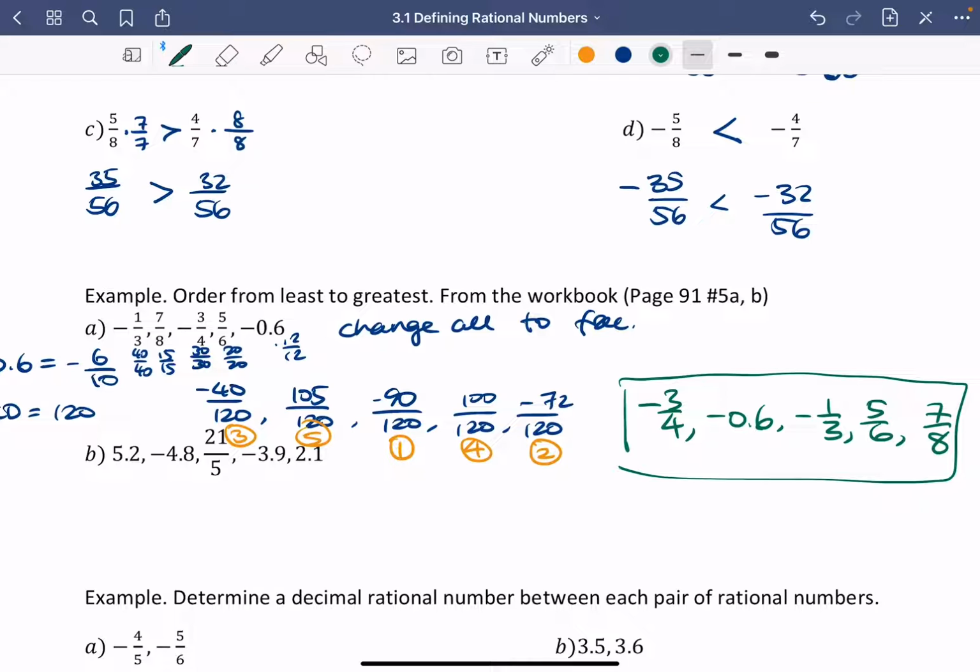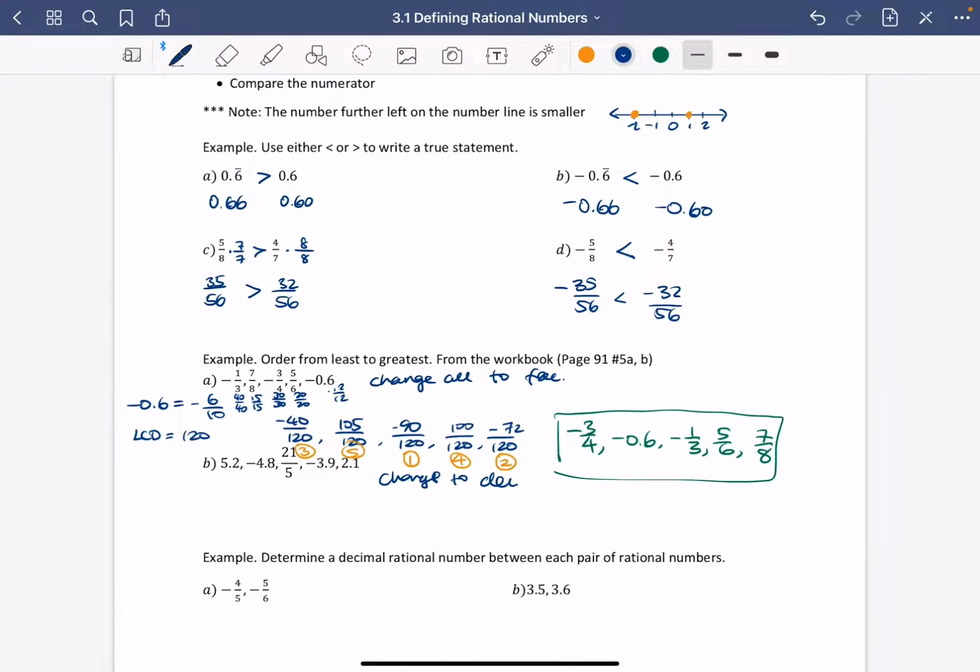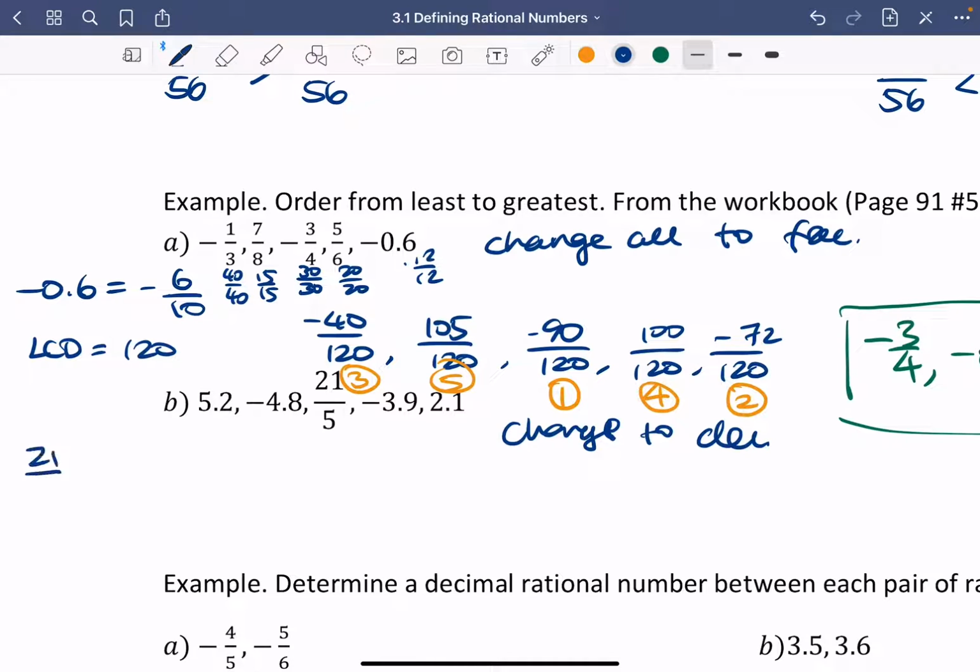And then for the second example, because most of the numbers are decimals, with only one fraction, we can change that number to a decimal. So 21 over 5 is actually just equal to 4.2.